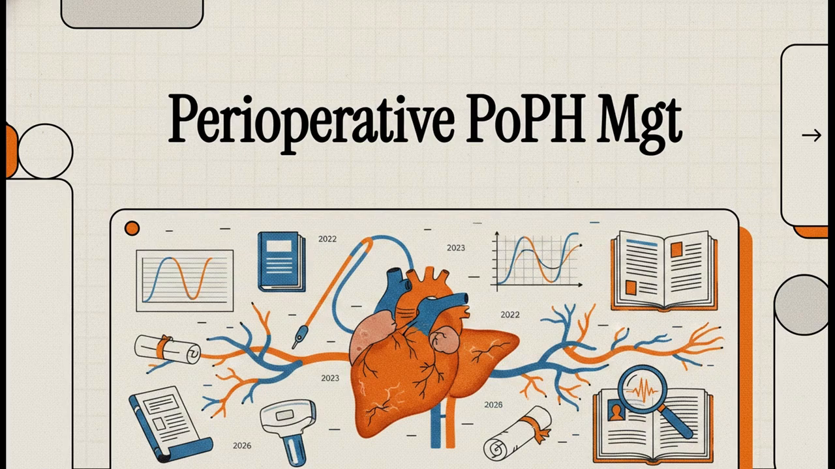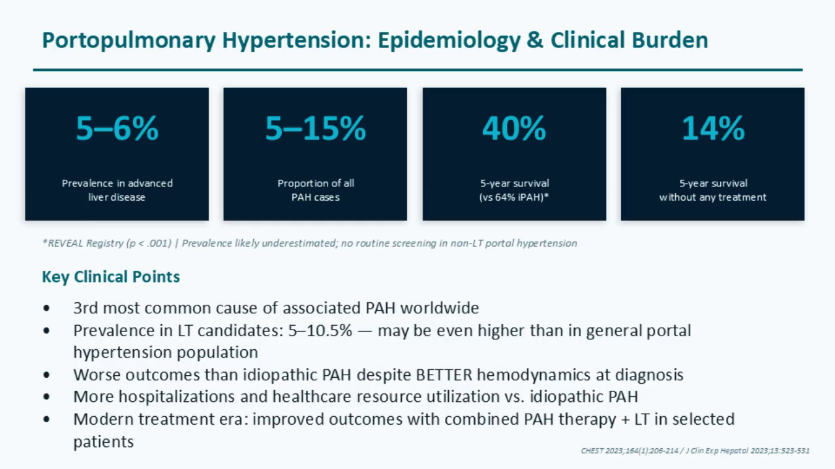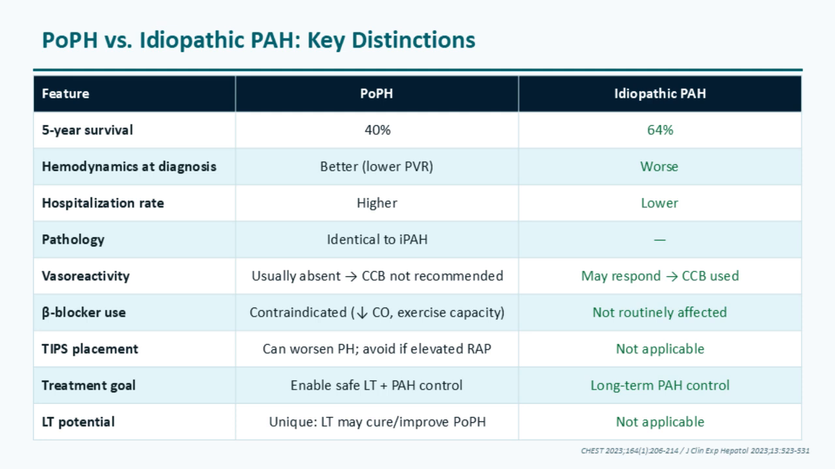The entire landscape of how we define, screen, and manage this condition has shifted massively recently, especially with the 2026 International Liver Transplantation Society guidelines, the 2022 ESC/ERS updates, and the incredibly comprehensive 2023 CHEST reviews. We are going to break down these dense, high-yield updates today, translating the theory into the practical steps you can take straight back to your transplant centers.